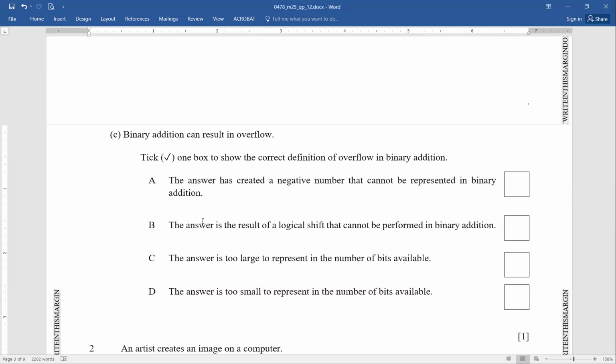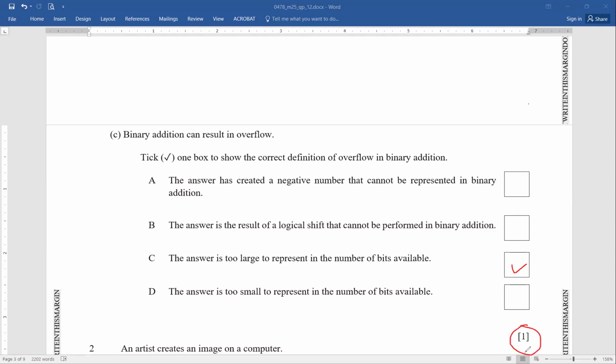The answer has created a negative number that cannot be represented in binary addition. The answer is the result of a logical shift that cannot be performed in binary addition. Answer is too large to represent in the binary in the number of bits available. Answer is too small to represent in the number of bits available. So out of these, which is the best option? Exactly, option number C. So if you have ticked this one, you will score 1 out of 1.